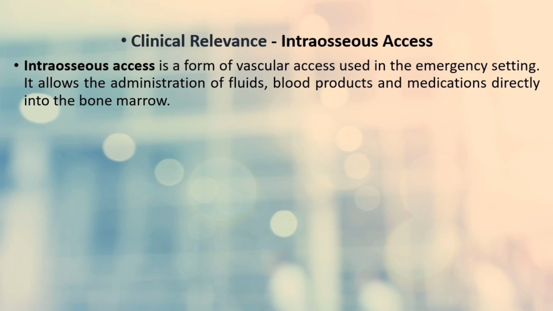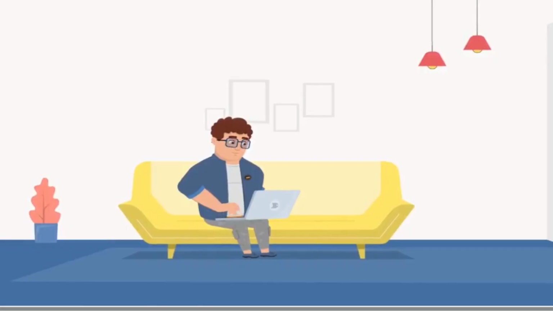Clinical relevance, intraosseous access. Intraosseous access is a form of vascular access used in the emergency setting. It allows the administration of fluids, blood products and medications directly into the bone marrow. IO access is typically used in an emergency when intravenous access is not obtainable. There are 2 main sites in the tibia that are suitable for IO access. Anteromedial surface, 2–3 cm below the tibial tuberosity. Proximal to the medial malleolus. Complications of IO access include osteomyelitis, iatrogenic fracture and compartment syndrome. IO infusions should be discontinued when IV access has been achieved.